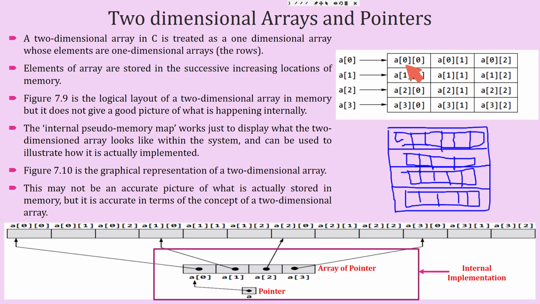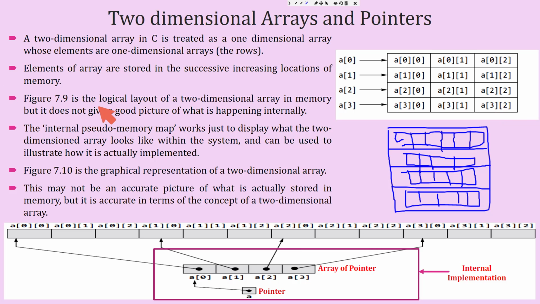So here I have A00, A01, A02, A10, A11, A12, up to A32. In memory, they will be in continuous locations, or contiguous locations, or successive locations in incrementing order. So every element of the first row, then followed by the second row, followed by the third row, followed by the fourth row. Everything will be in continuous order.